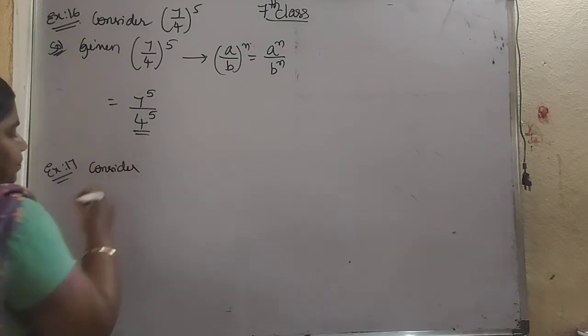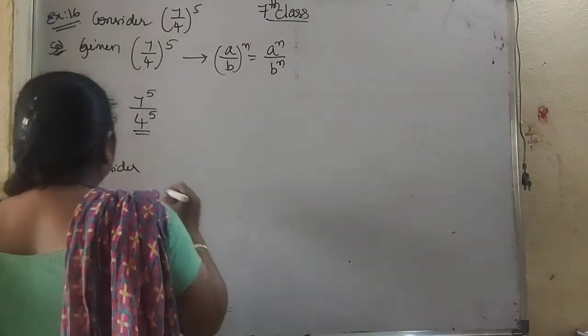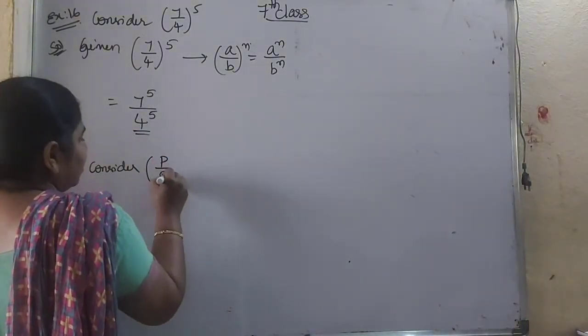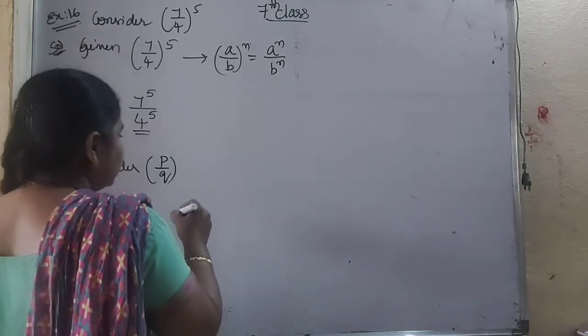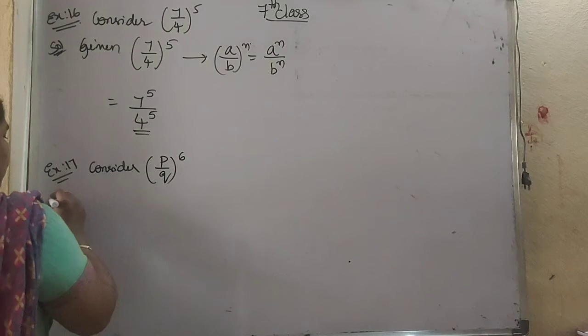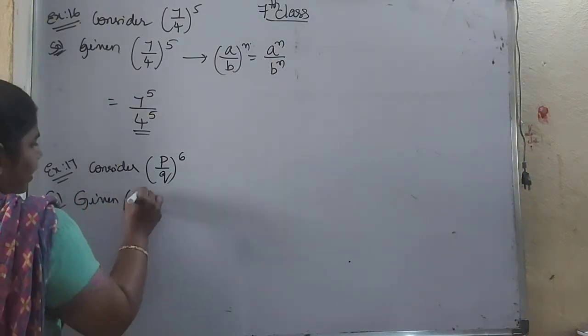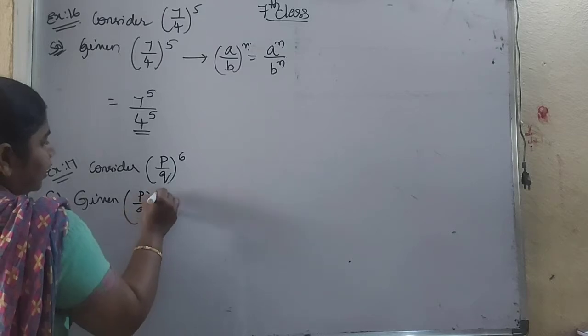Now example number 17, consider (p/q)^6. What is the next equation? (p/q)^6. So given (p/q)^6.